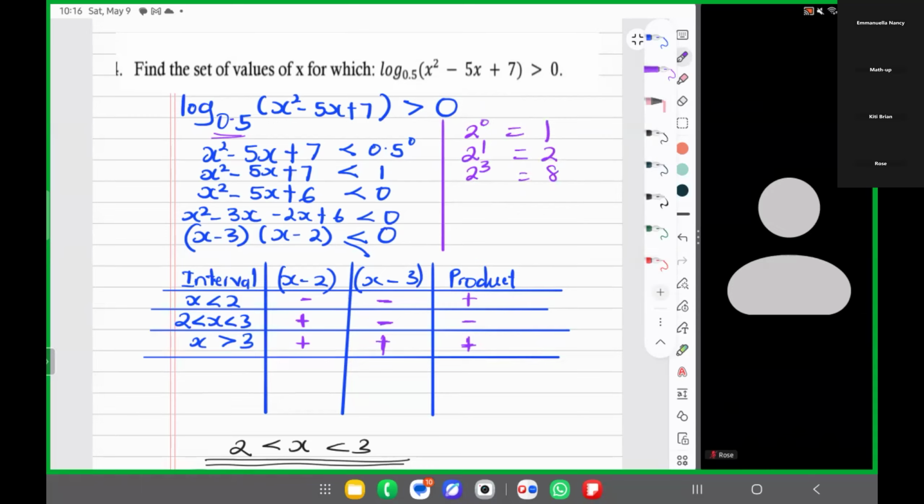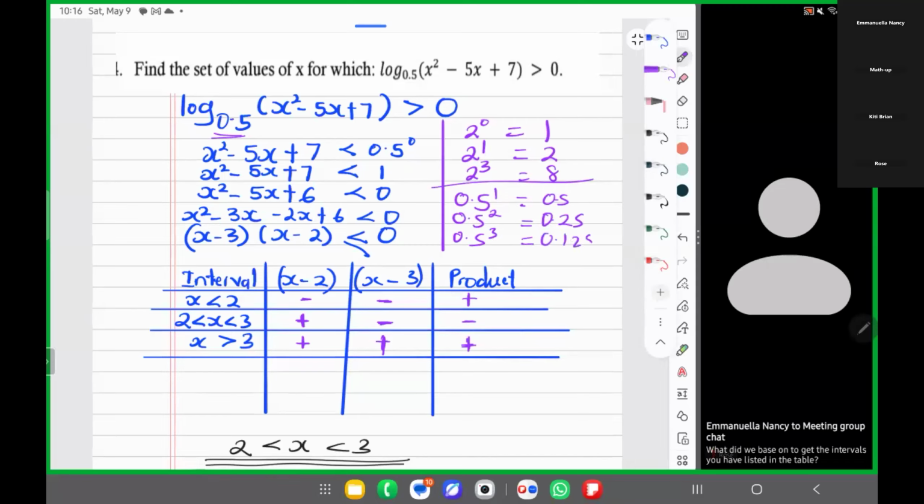But if I have a base less than 1, for example 0.5, and I raise it to the power 1, I'll end up with 0.5. But if I raise 0.5 to the power 2, I realize that it's going to just decrease. So it becomes 0.25. Then 0.5 raised to the power 3, you'll end up with something like 0.125. Realize that for bases less than 1, the logarithm just keeps on getting smaller.